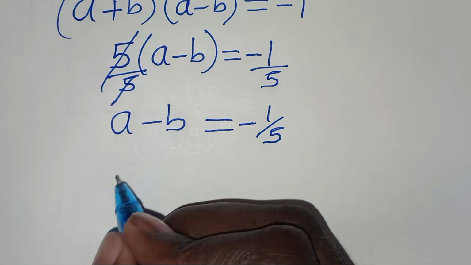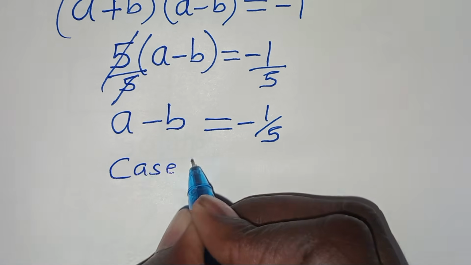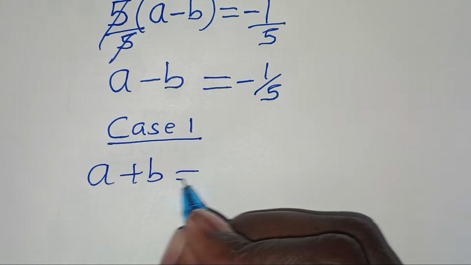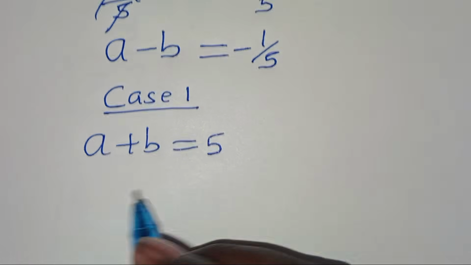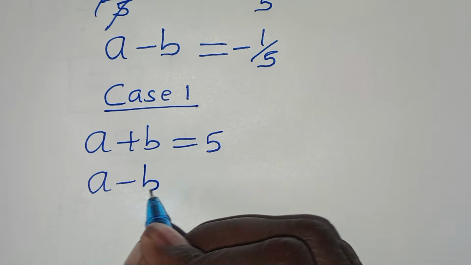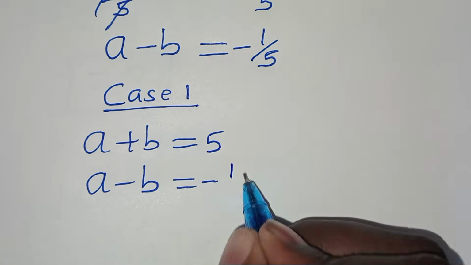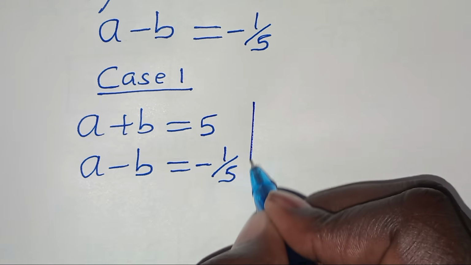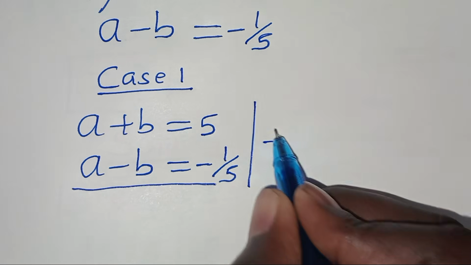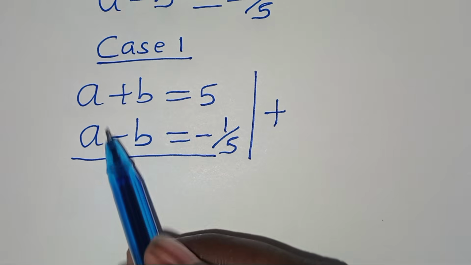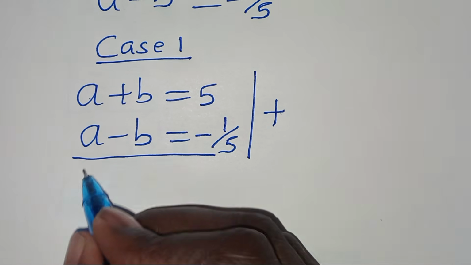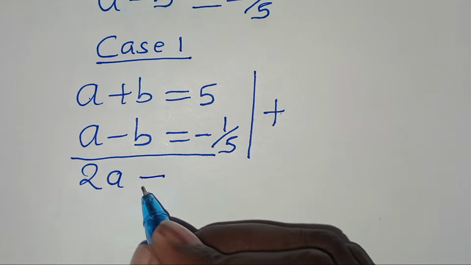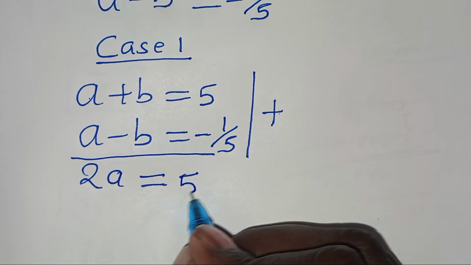Now, in case 1, we have a plus b equal to 5. Then we have a subtract b equal to negative 1 over 5. You find that these are systems of two linear equations that we can sum. Let's sum these two linear equations. We have a plus a, this is 2a. Then plus b plus minus b simplifies, and this is equal to 5 minus 1 over 5.